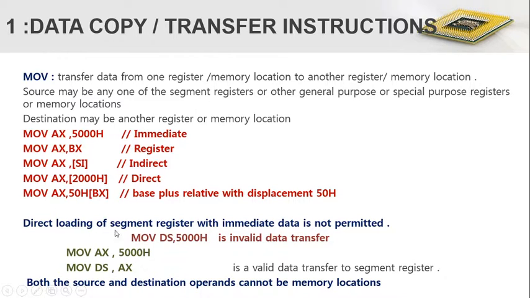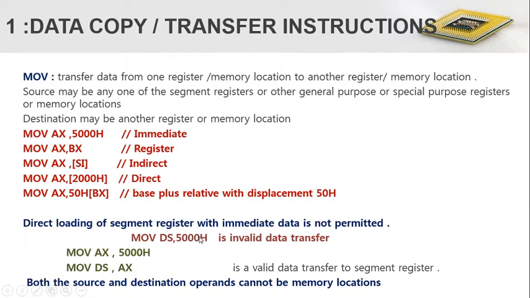Next, direct loading of a segment register with immediate data is not permitted. This is an exception. In case of a segment register, we can't load immediate data. So MOV DS, 5000H is an invalid case. We can't load immediate data to segment registers like data segment, code segment, etc.